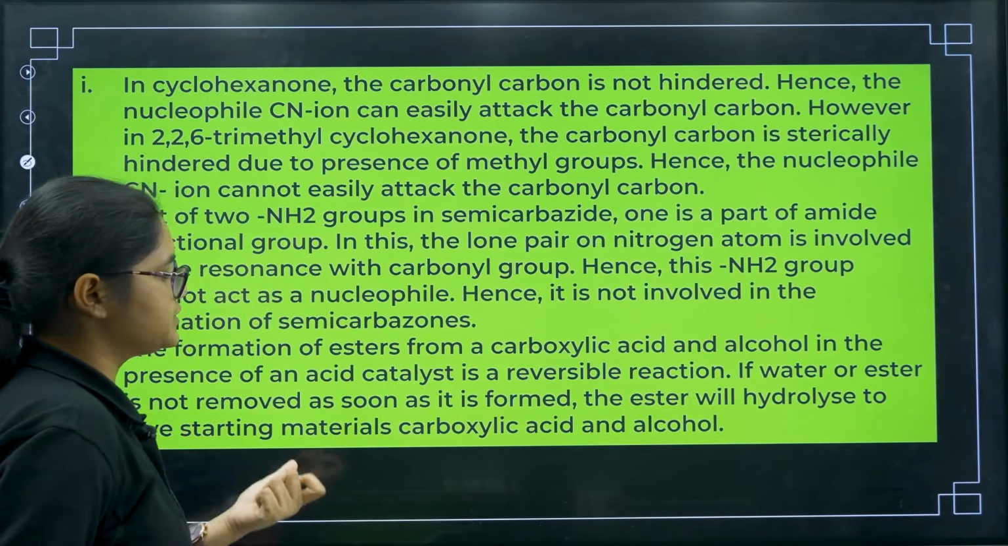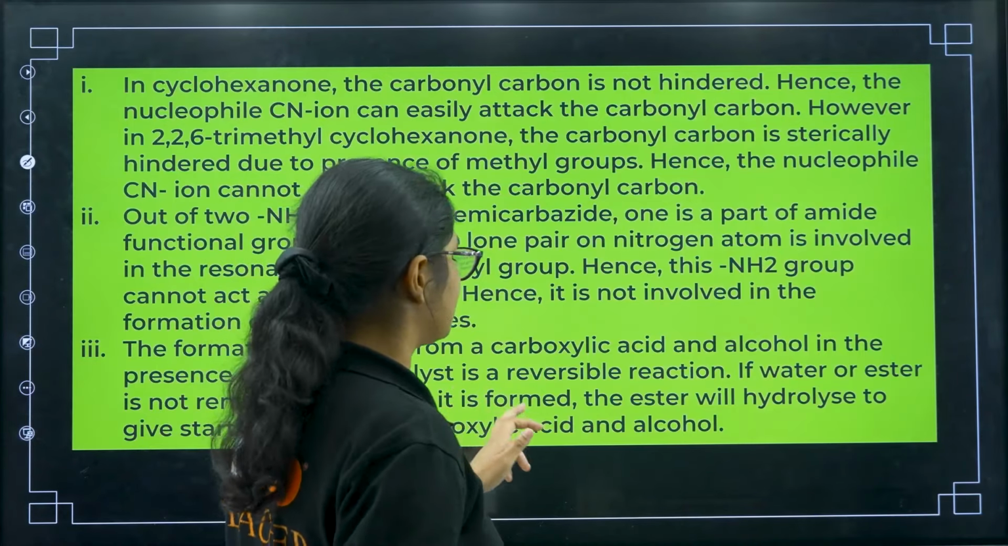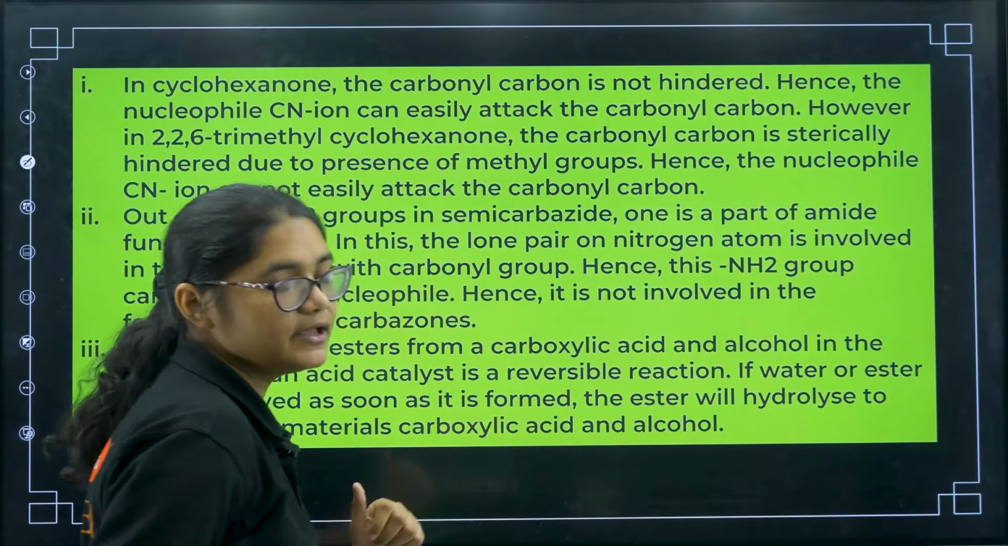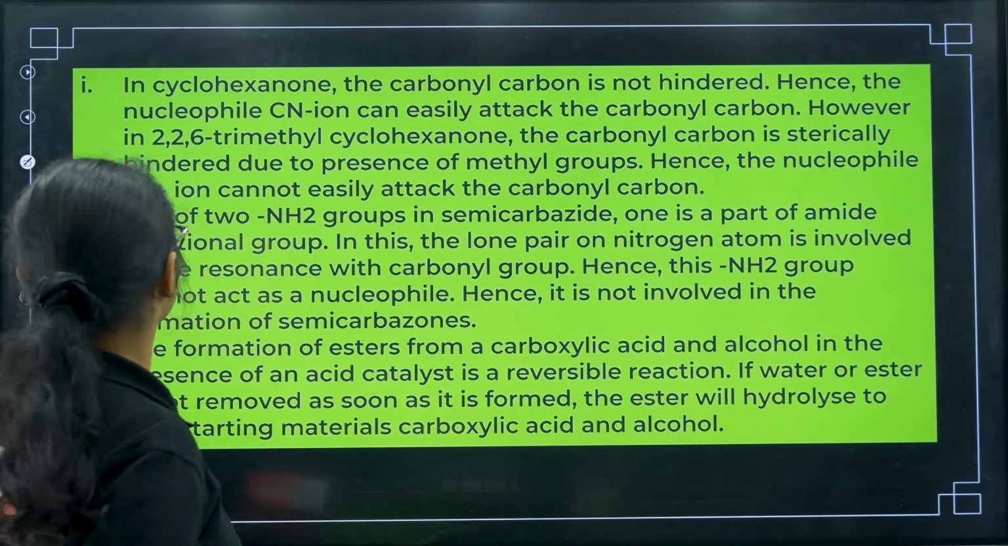Next, the formation of esters from a carboxylic acid and alcohol in the presence of an acid catalyst is a reversible reaction. Okay, so to prevent the backward reaction we have to remove the water.